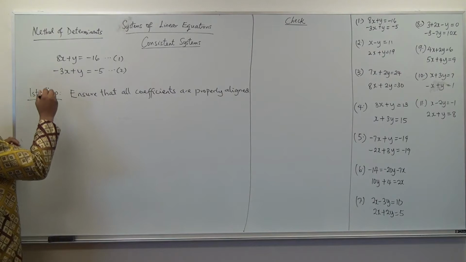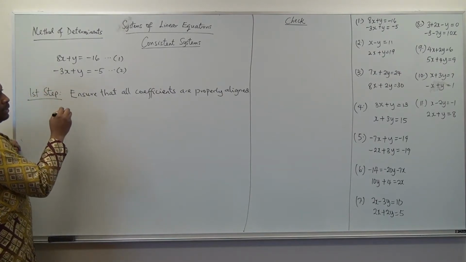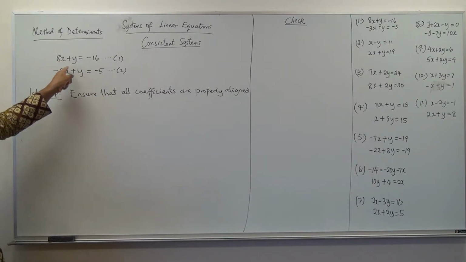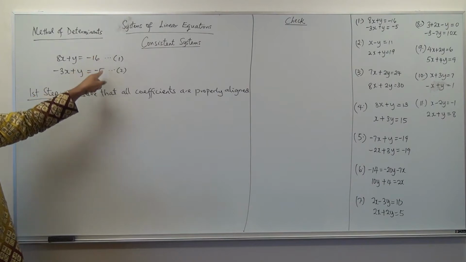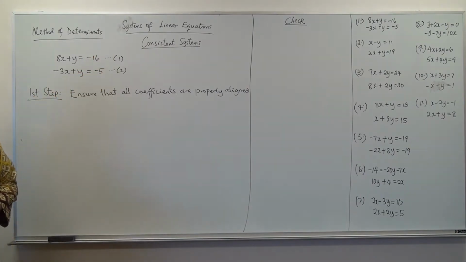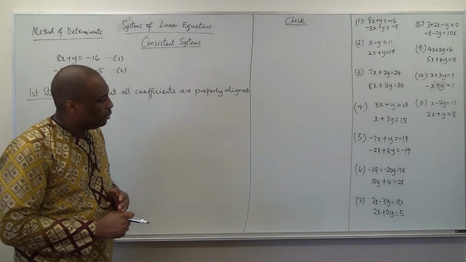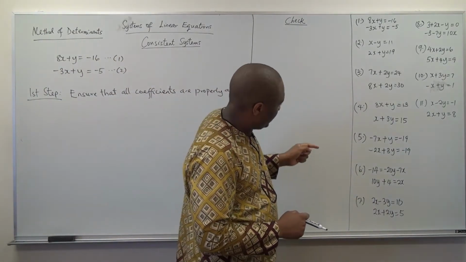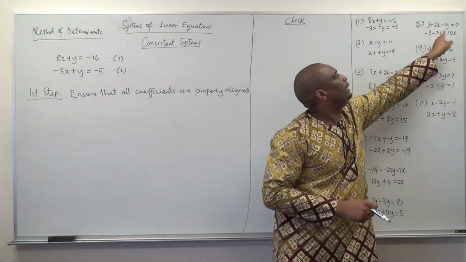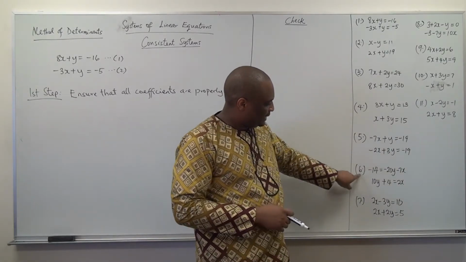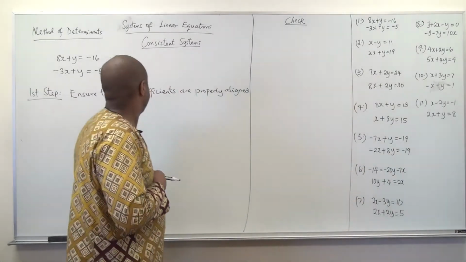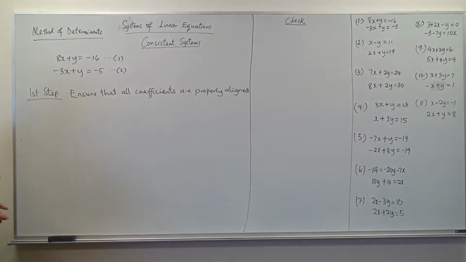Now, we see that the x coefficients are 8, negative 3, the y coefficients are 1, 1, and the result coefficients are negative 16, negative 5. So make sure it's always arranged: x, y, and the result. Because when we come to some question numbers like number 8, it's not properly aligned, so you need to align it very well. Or number 6, it's not properly aligned. So make sure that all the coefficients are aligned.